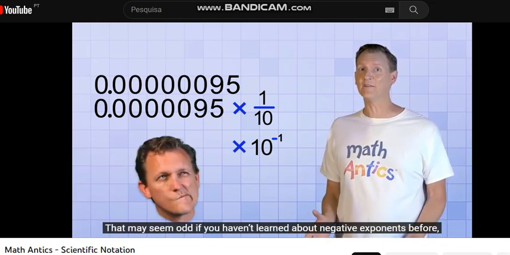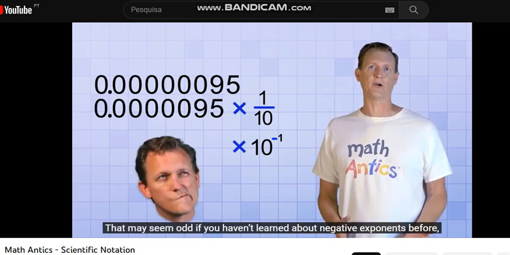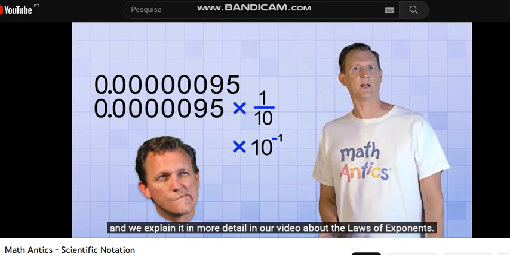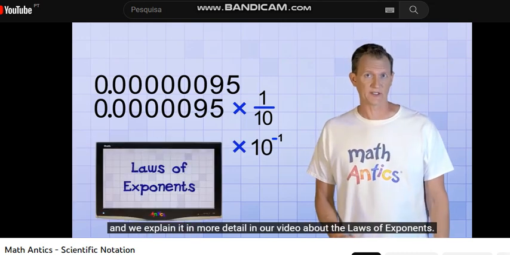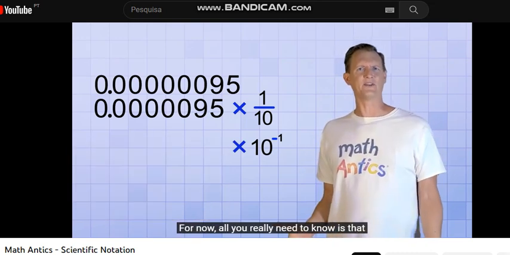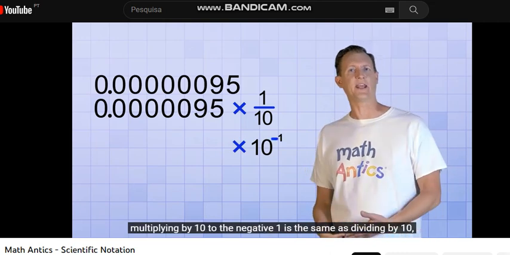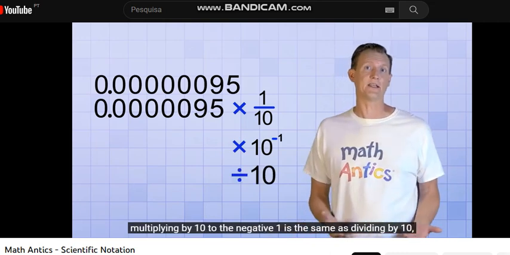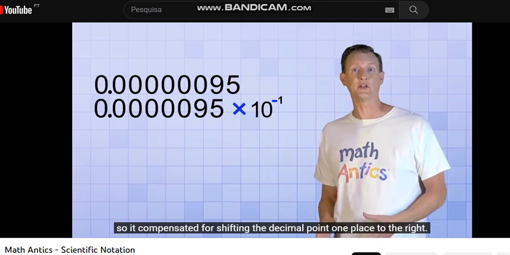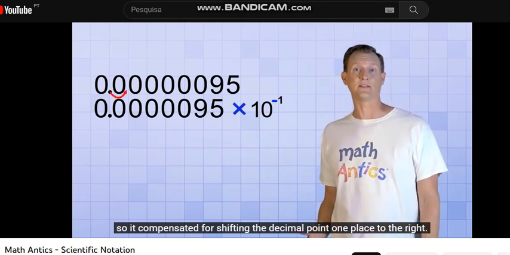That may seem odd if you haven't learned about negative exponents before. And we explain it in more detail in our video about the laws of exponents. For now, all you really need to know is that multiplying by 10 to the negative 1 is the same as dividing by 10. So it compensates for shifting the decimal point one place to the right.